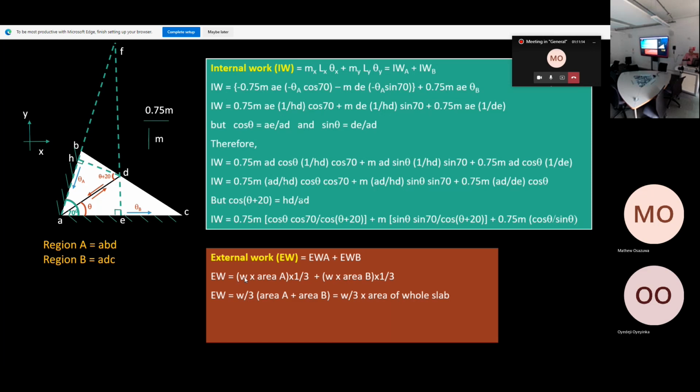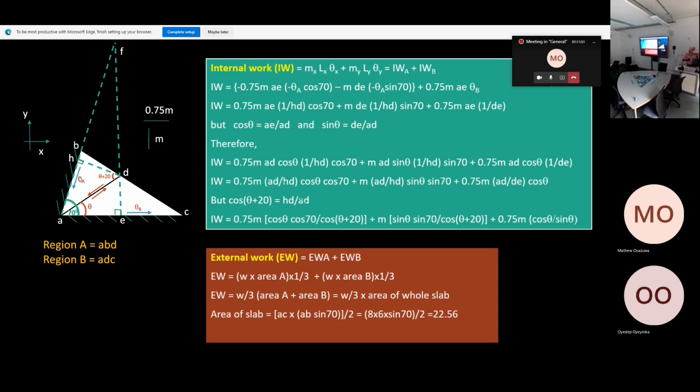If I take W over 3 from both and take it outside the bracket, it's W over 3 times area A plus area B. What is area A plus area B? It's the area of the whole slab. Can you see the area of the whole slab? It's AC, sorry, times the height, isn't it? You know the area of a slab is the height times the base. So the base is AC.